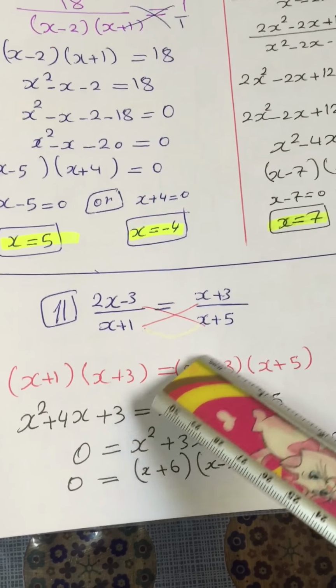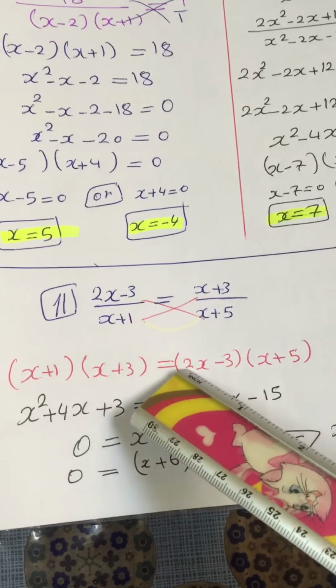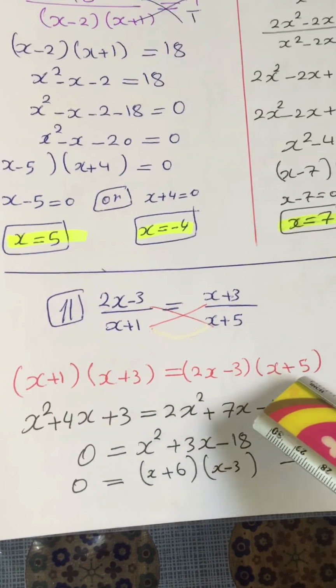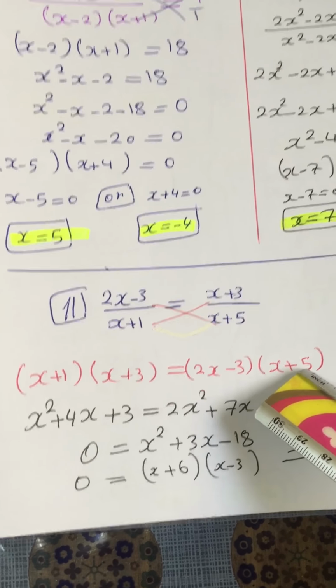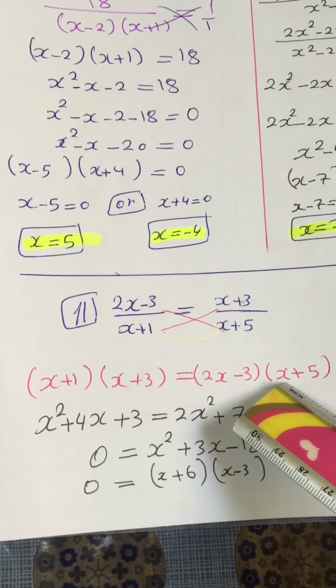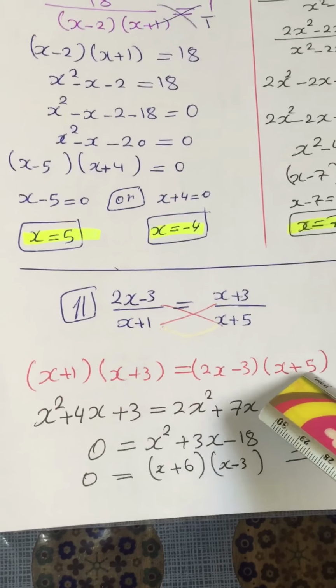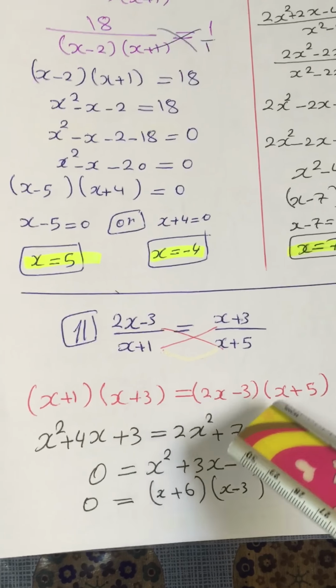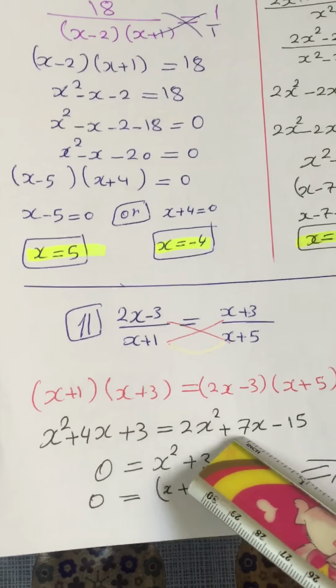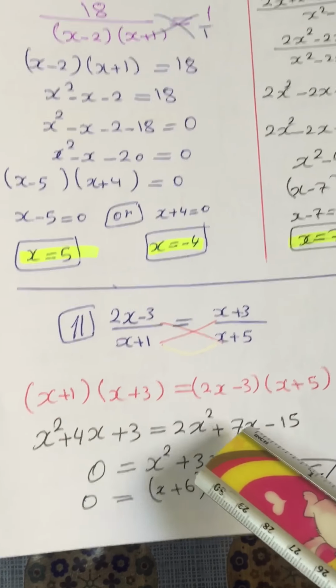I'll take the first and multiply all the brackets. So 2x multiplied by x equals 2x squared, and 2x multiplied by 5 equals 10x. Negative 3 multiplied by x equals negative 3x, and negative 3 multiplied by 5 equals negative 15. So I'll collect 10x with the negative 3x, which gives me 7x: 2x squared plus 7x minus 15.